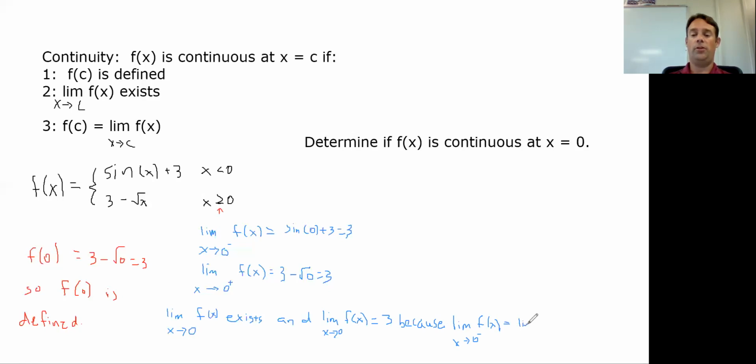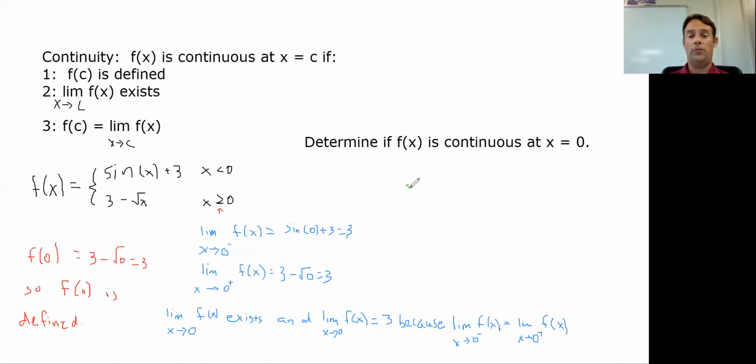So notice my notation here. Notice on these limits, I'm making sure that I include f of x. A lot of you guys are going to just drop the f of x here. That is no good. Got to keep that f of x all the way. All right, so we did our first two parts. It was defined, it exists, and then the last part, do they agree? And in this case, they do.